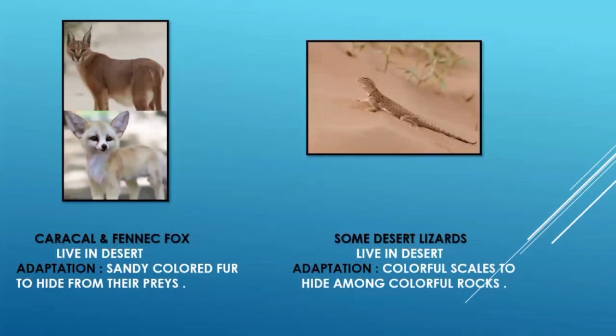Last example, some desert lizards, which live in the desert, have colorful scales to hide among colorful rocks, which means they take the same color as the rocks. So this prey can easily hide from their predator to survive in their environment.